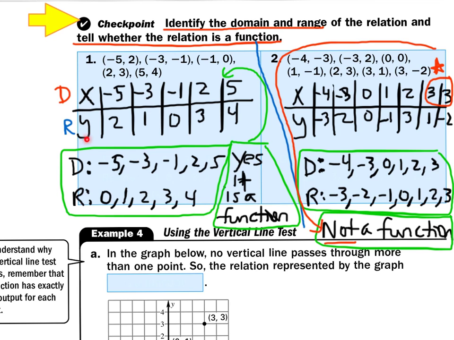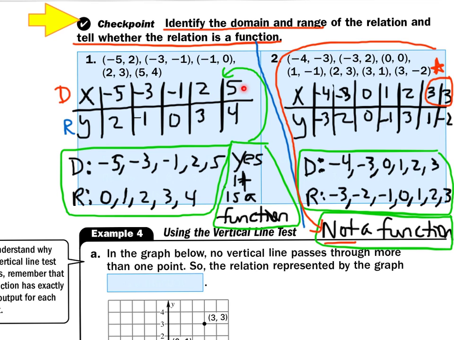So do your X and your Y chart, your table, and then copy the values. So -5 was the X, 2 was the Y. -3 was the X. Oops, that should be a -1. Sorry, let me fix that real quick. And -1 was the Y value. And then -1, 0, so I put -1 for the X, 0 for the Y. 2, 3, so 2 for the X, 3 for the Y. And 5, 4.